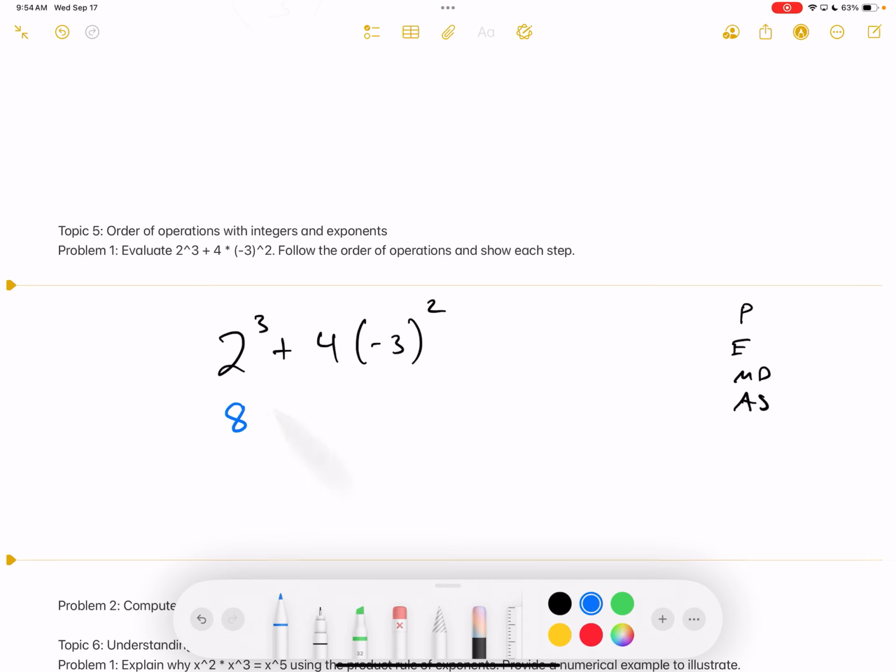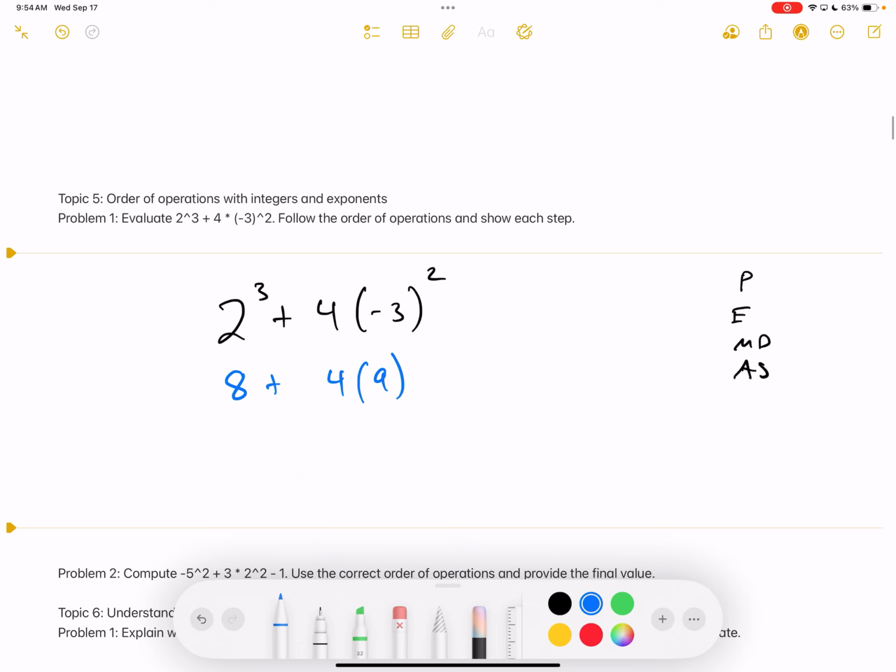2 cubed is 8. We do not multiply the 4 and the negative 3 because we do the exponent before we multiply. So negative 3 squared is 9. And then 8 plus 36 would be 44. Okay. It is very common when you're just going fast to do 4 times negative 3 is negative 12 and then square it. Do not do that. You got to do the exponent first.